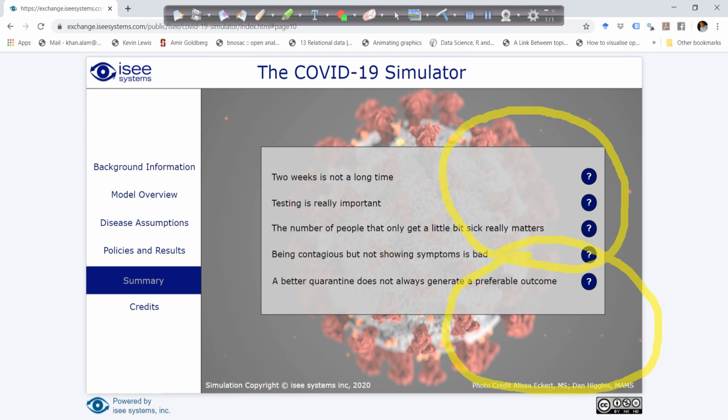So in summary, 2 weeks is not a long time. We might want to have more than 2 weeks. Testing is actually one of the key policies that would affect the spread and the deaths of this virus. One very worrying takeaway is that even while being contagious, we don't show symptoms. And better quarantine does not generate a preferable outcome if testing is not worked on, and if people are not taking quarantine seriously. So that's all about this model.